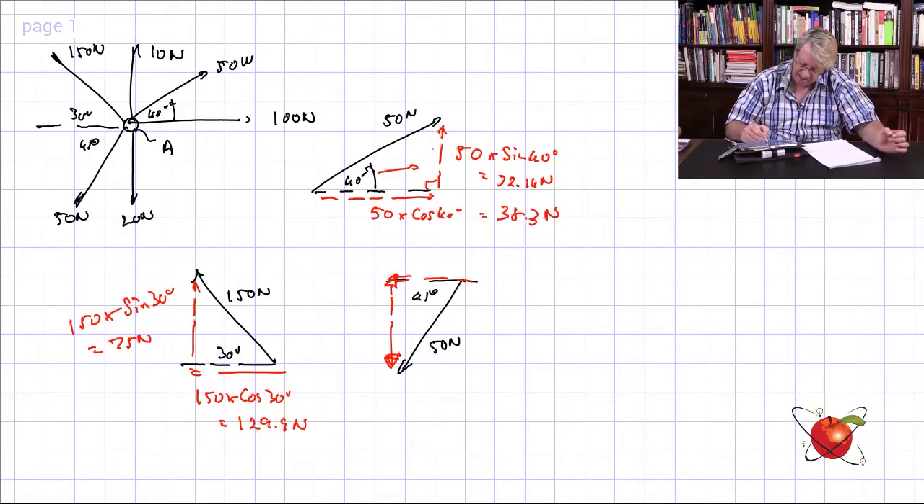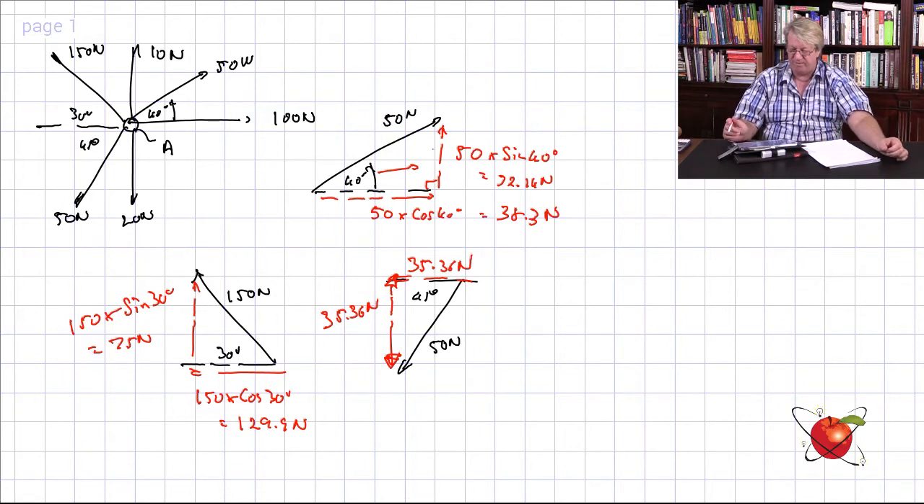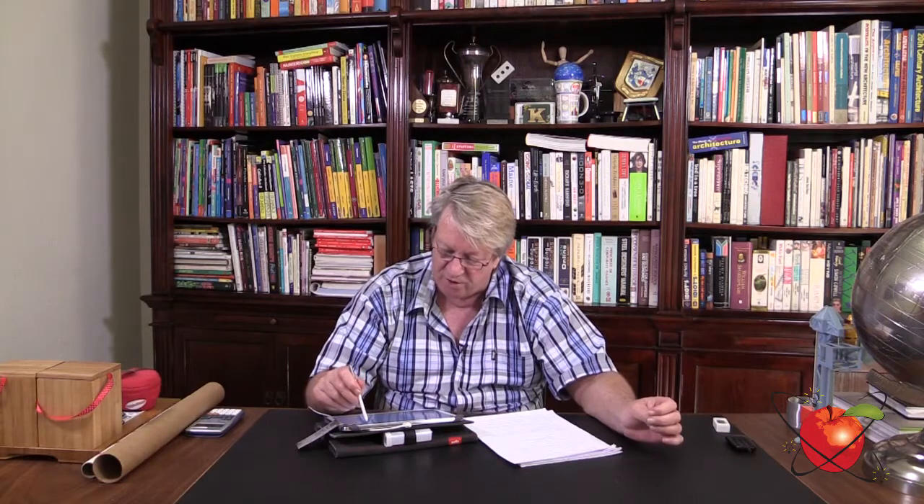I haven't chosen a direction yet. Remember I said that. That's going to tell me which way to point these arrows. This one's going to be down. Okay, so let's have a look. This one is going to be 50 times opposite, which is the sine. So that's going to be 50 times the sine of 45, which is 35.36 newtons there. And this one, 35.36 newtons that way.